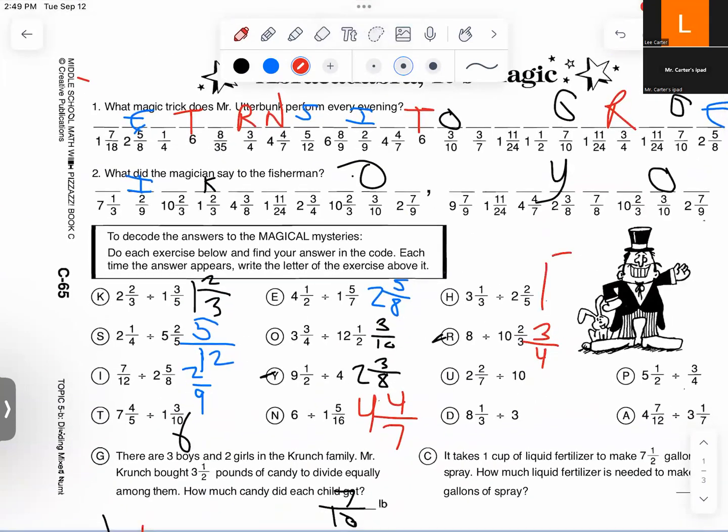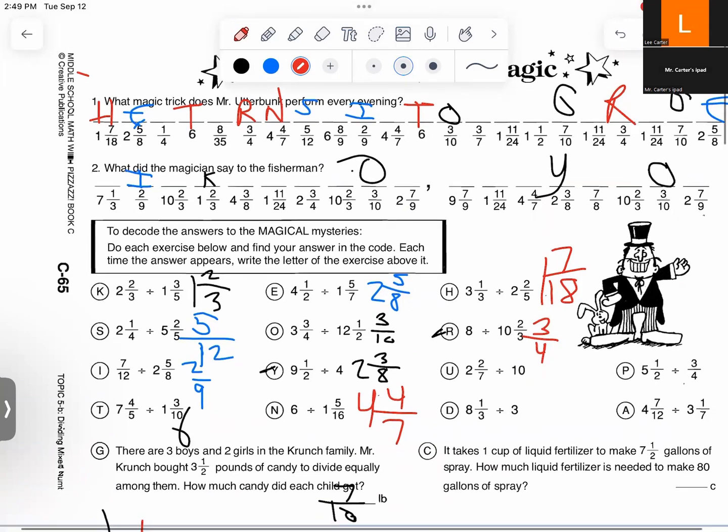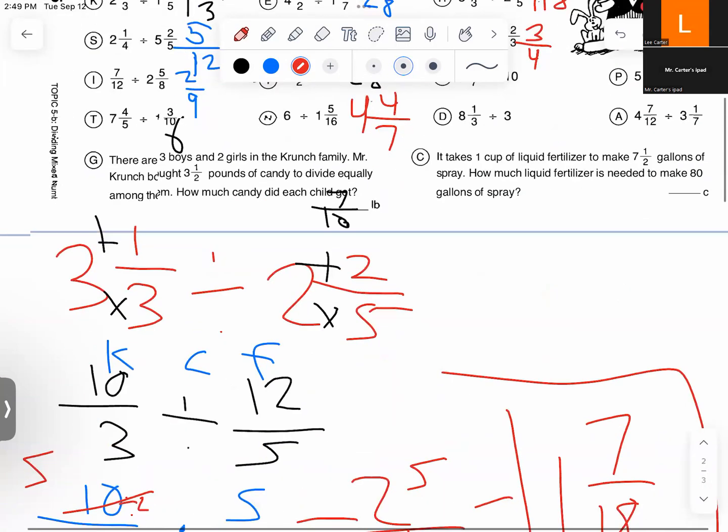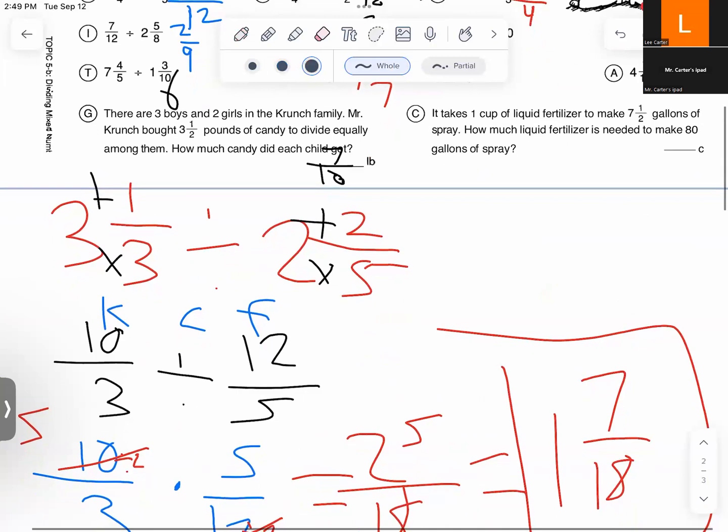1 7/18 for H. All right, here we go. Next one, U, 2 2/7 divided by 10.